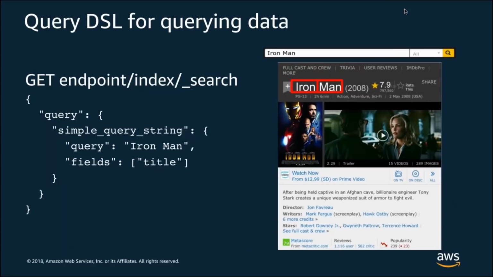So with Elasticsearch, you have a query API language called the query DSL. That allows me to specify searches in a rich array of ways. Fundamentally, it is a JSON API, and I use the HTTP GET against my index, and I use the search API call. You can see here an example of a simple query. In this case, I'm looking for the words Iron Man in the title field.